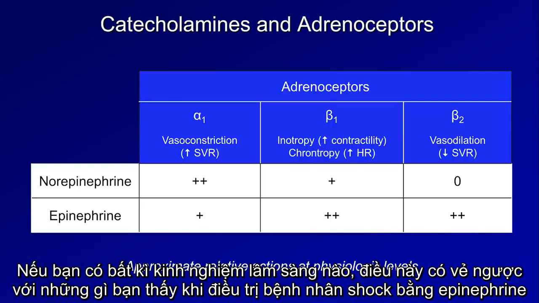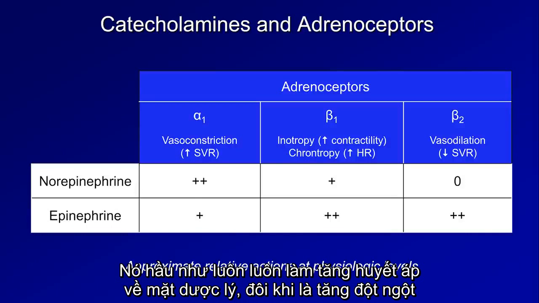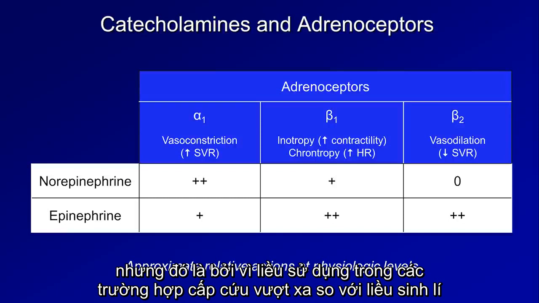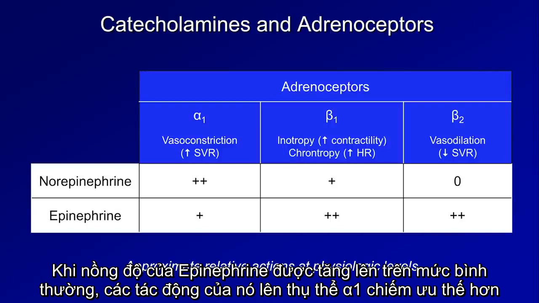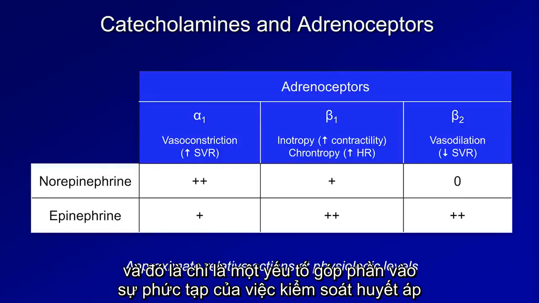If you have any clinical experience, this might seem counter to what you've observed when treating patients with shock with epinephrine or treating patients with anaphylaxis with epinephrine. It almost always increases the blood pressure when given pharmacologically, sometimes dramatically so. But that's because the doses administered in medical emergencies far exceed normal physiologic levels. When epi's concentration is increased to supranormal levels, its action on alpha-1 receptors becomes more prominent. This is just one of several notable examples of the dose dependency of receptor selectivity. And that is just one factor contributing to the complexity of the control of blood pressure.